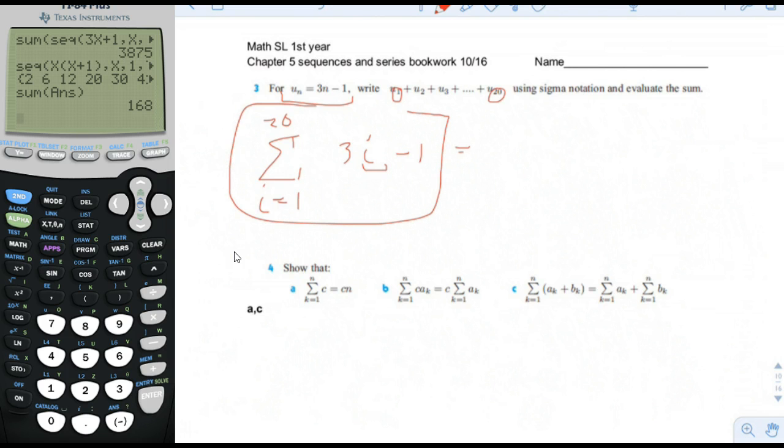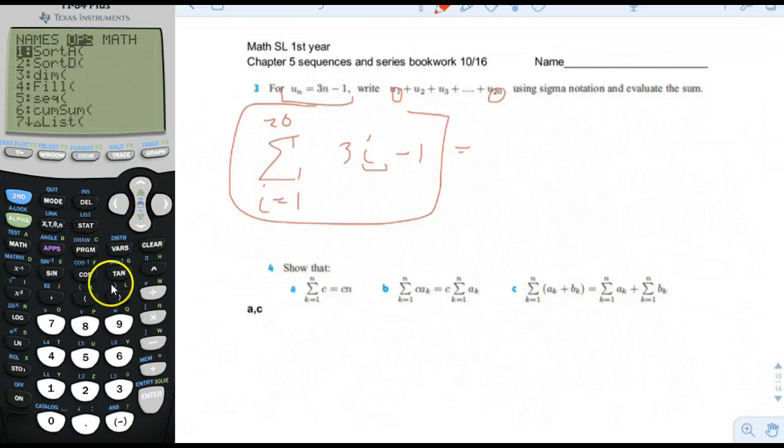Okay, now it says to evaluate the sum. They don't expect you to do that by hand. They want you to use a calculator. So to do that, you go second list, and we're going to use ops and sequence, which is option 5, right? And then we're going to do 3x. Instead of i, we're going to use x because that's normally what the calculator uses. The variable is x, the start index is 1, the end index is 20. Not 1, it's 20. The step is 1.